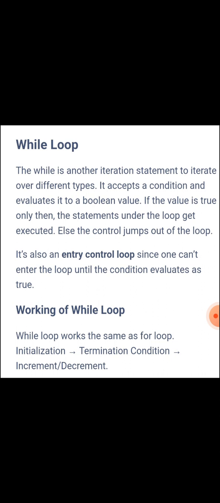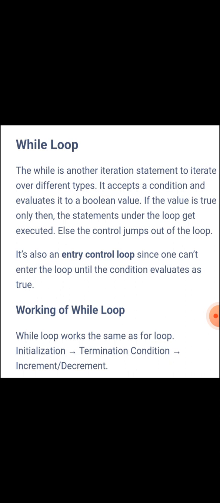Now next is your while loop. The while is another iteration statement to iterate over different types. It accepts a condition and evaluates it to a boolean value. Boolean value means it evaluates to true or false. If the value is true, the statements under the loop get executed, and when the condition is false, the control jumps out of the loop. It is also an entry control loop, like the for loop.